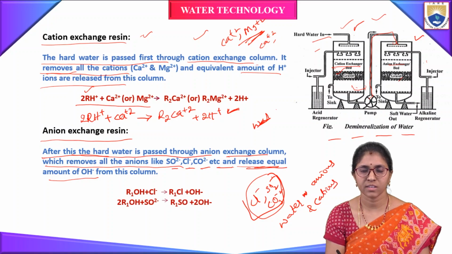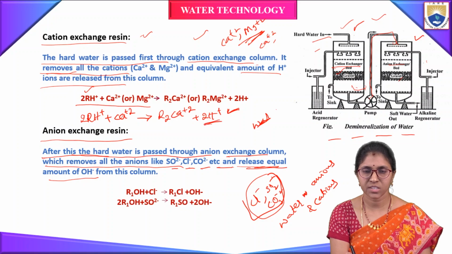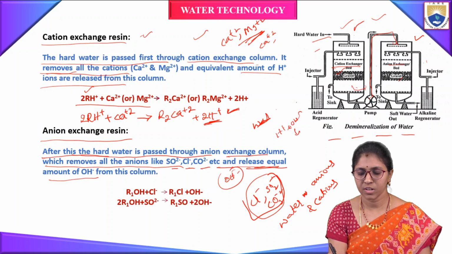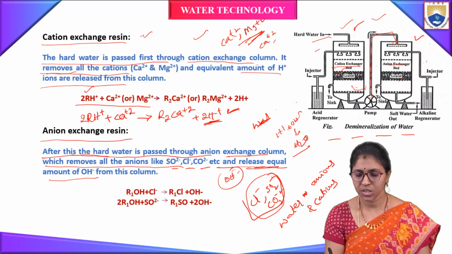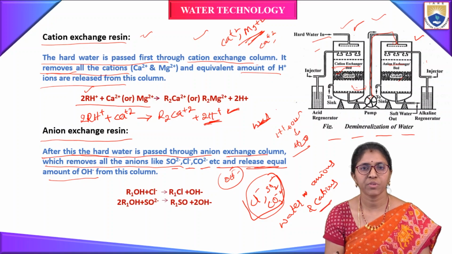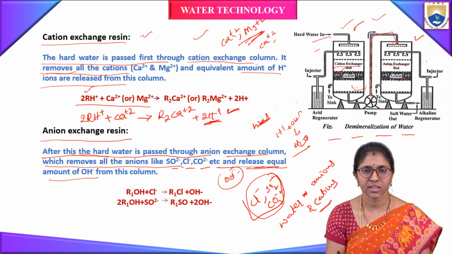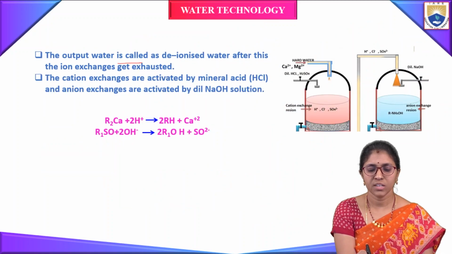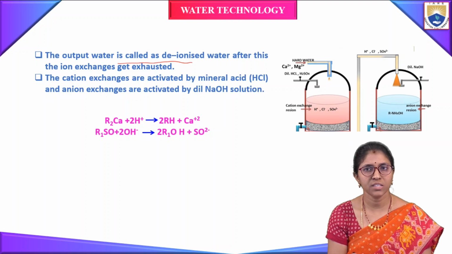Anions and cations. Here we are getting H plus ions from the column. Here we are getting OH minus from the column. So with both H plus and OH minus, we will get water again. This water is free from anions and cations, so the output water is called deionized water.